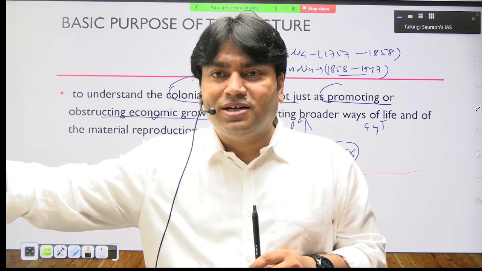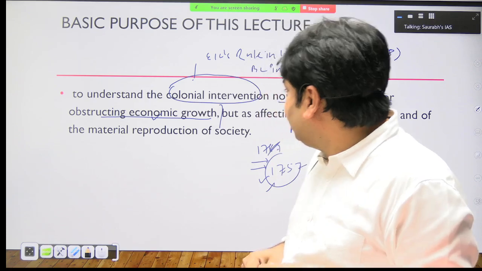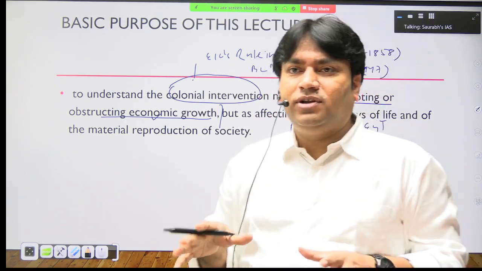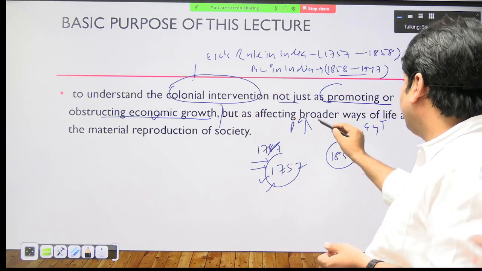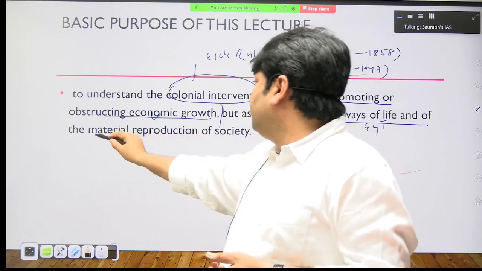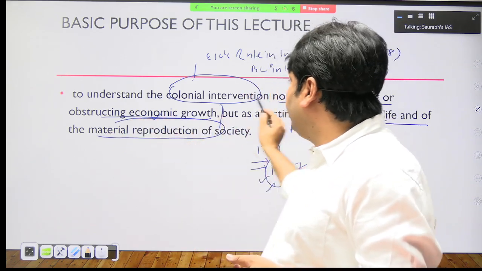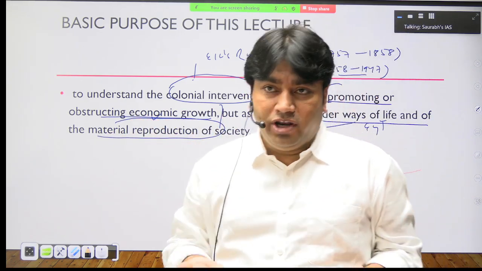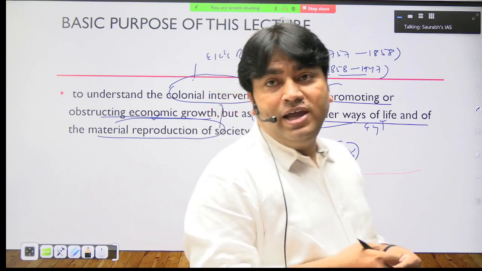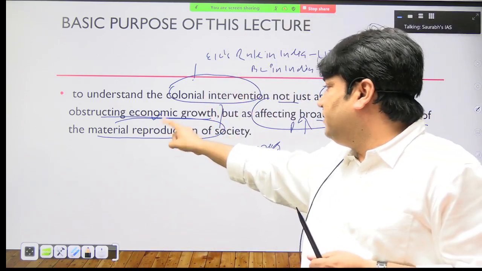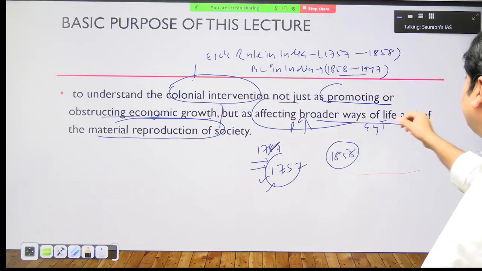We need to understand. In this chapter we will discuss everything, and this chapter is very interesting, one of the most interesting chapters in modern Indian history, but as affecting broader ways of life and the material reproduction of the society. It means the colonial intervention or colonial rule, it did what? It affected broader ways of life, and it also had an effect on the material reproduction of the society.